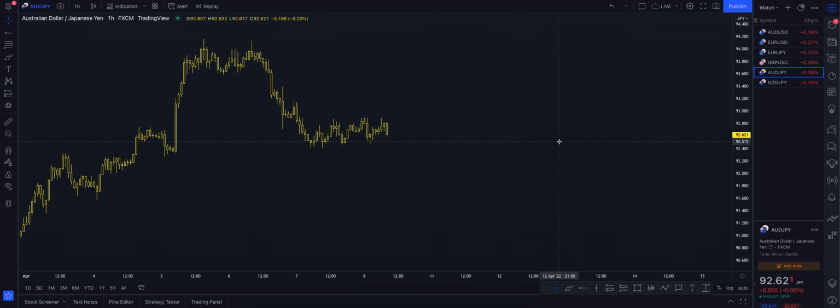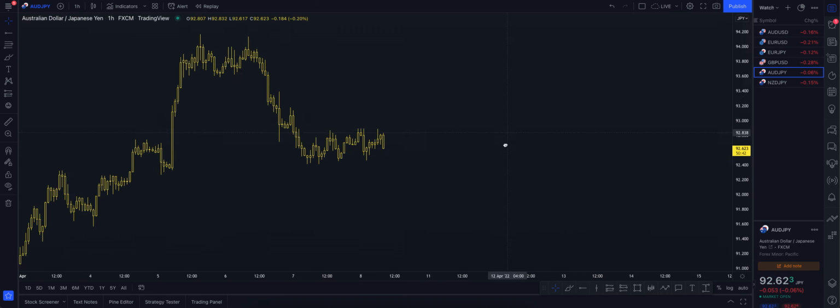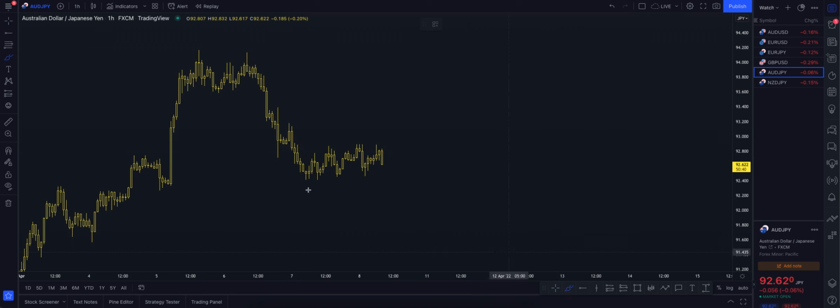Next pair is the Aussie Japanese yen. Straight off the bat, we can see we're in a range, okay? So let's have a look, right? We broke this low, retrace, broke the low, retrace, descending, broke the high, retrace, broke the high, retrace, so descending to ascending. Then of course we broke this low, retraced, broke the high, possibly here, but again, retraced, broke this low, retraced. Again, no momentum up, no momentum down.